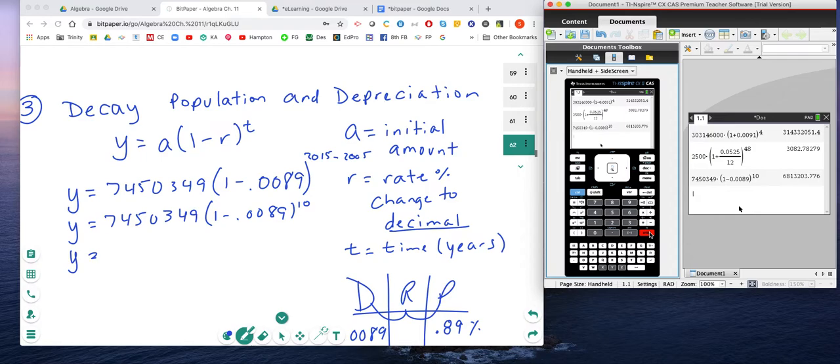Y equals 6,813,204. And you notice that we rounded it to the 4 because it was decimal 7. And now you know how to use exponential growth and decay functions.